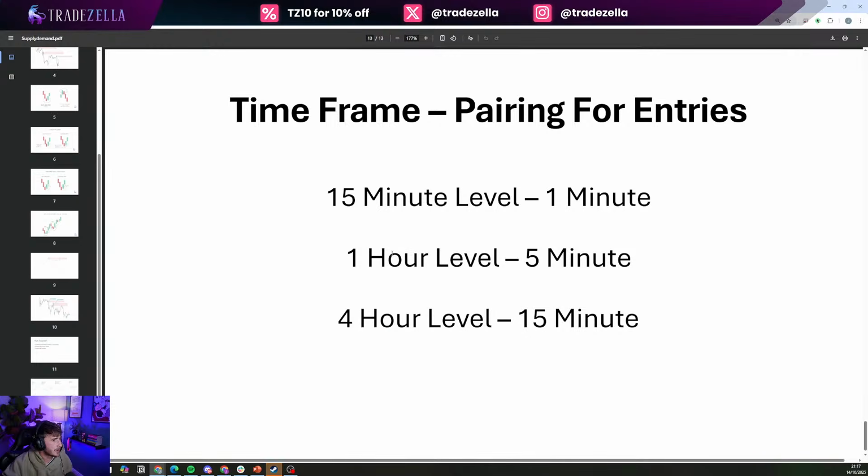Right? Now, time frame pairing for this, okay? If we're using a 15-minute level of supply and demand, we would only want to look for confirmation on the 1 minute. If we're using a 1 hour level, we only want to look for confirmation on the 5 minute time frame. And if we're using a 4 hour level, we only want to look for confirmation on the 15-minute time frame. And during the session, you're going to see how important that actually is to refine, increase your win rate, make sure it's as high as possible, and avoid you taking as many losses as possible.